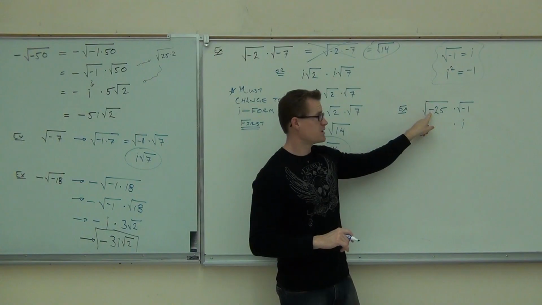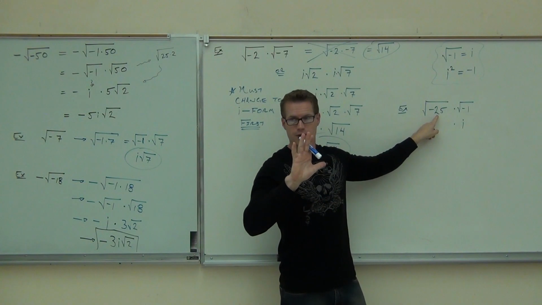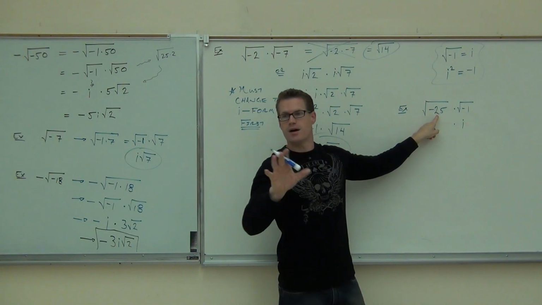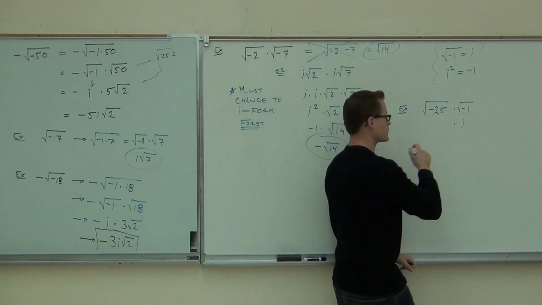5i. This is going to give you the i. This is going to give you the 5. You should get 5i out of that. Not the square root of 5, but 5i. Do you see why? We've actually done this problem before. Look back at your notes. We did the square root of negative 25. This is 5i.